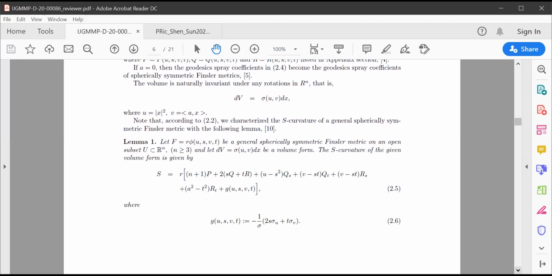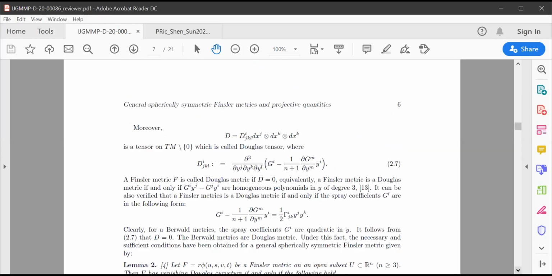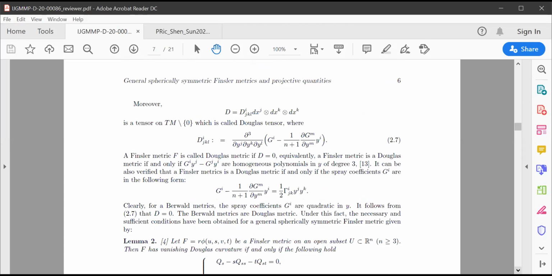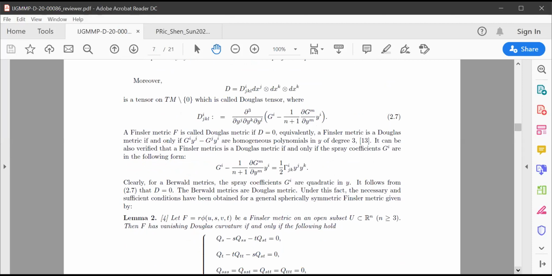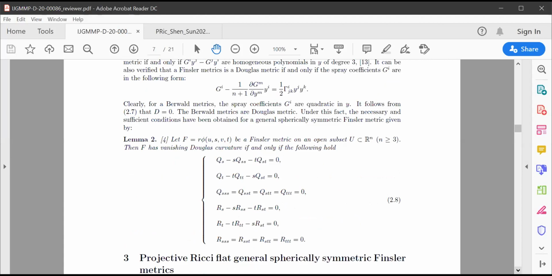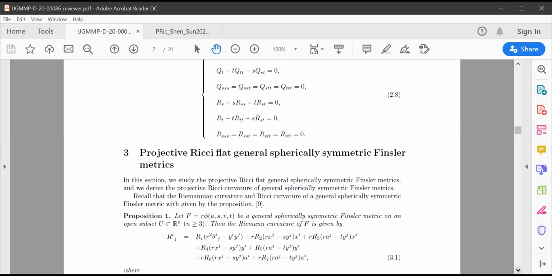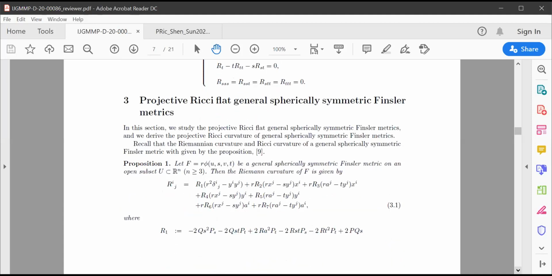Then you have to compute the curvature tensor for this. I think the Douglas case is not necessary to discuss here if we focus on projective Ricci curvature. That should be separated. Then you have a 10-page paper instead of 21 pages. I'm going to focus on projective Ricci-flat.